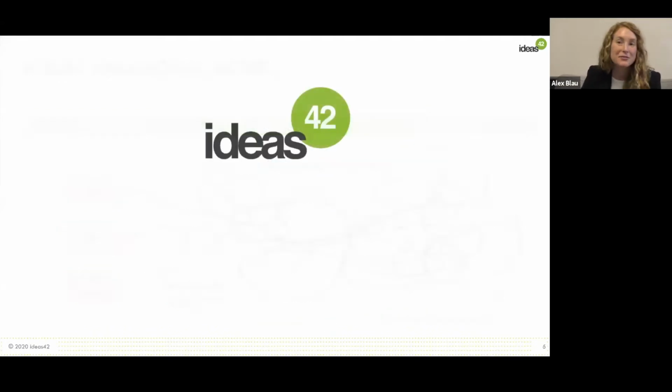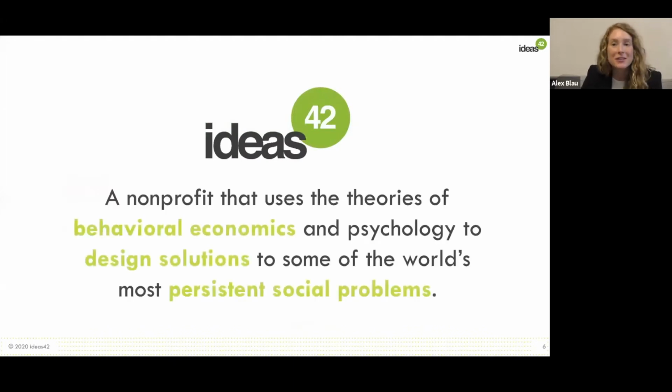And so that's what Ideas 42 does. We use insights from behavioral science to work with nonprofits and governments, and when it's mission aligned, other companies, to solve some of the world's most persistent social problems. So that's quick, but that's the intro to behavioral science.